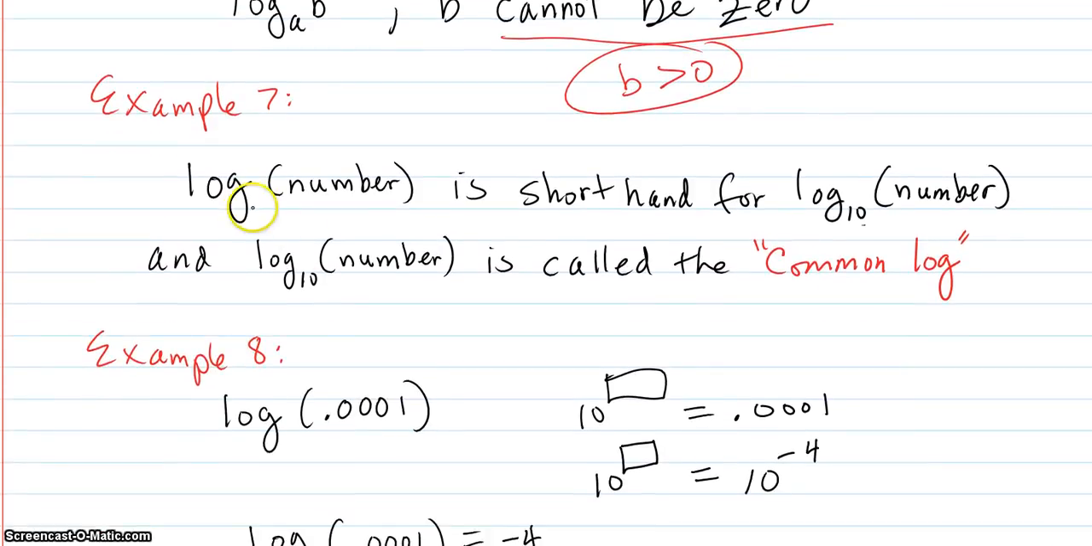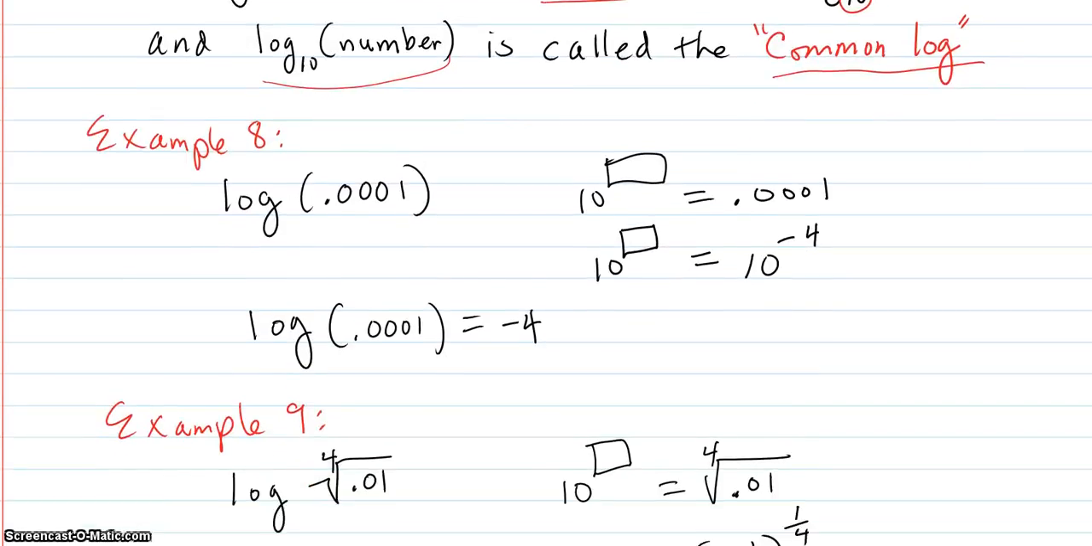Example 7. Log of a number. Where's the base? Well, when it doesn't have the base, that's shorthand for log base 10. So log of a number means log base 10. It's also called the common log because it's commonly used. Log base 10 is called the common log.